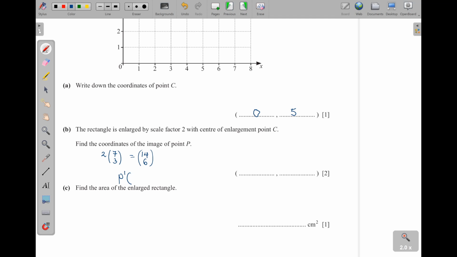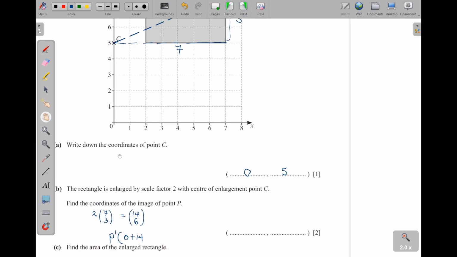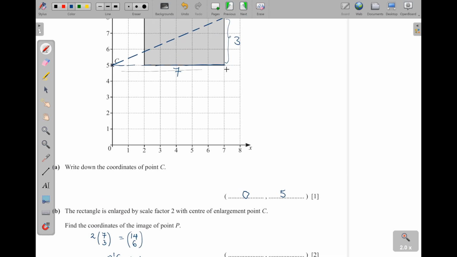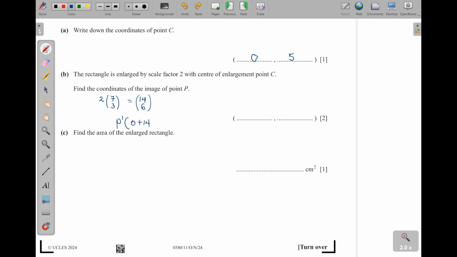Now it is from point C. Remember, this point C is (0, 5). So we shall have 0, then you add on 14 on the x. You are moving 14, so move 14 units. Then this will move 6 units. But the 6 units you are moving up, you are adding them onto this 5 here. So that's why I'm saying we do that translation on the coordinates of C.